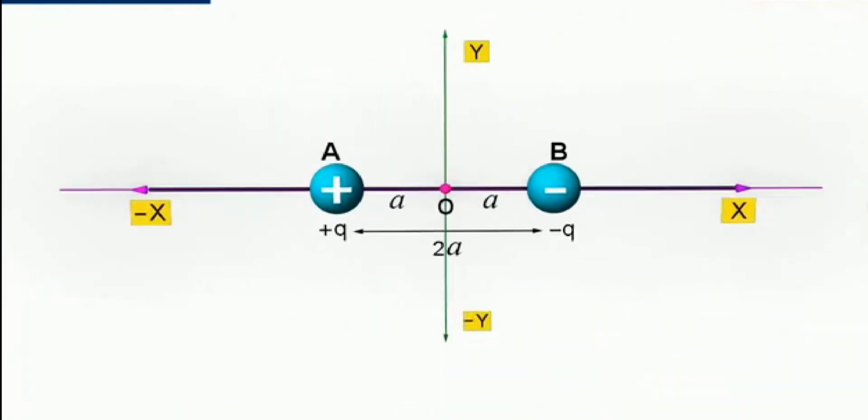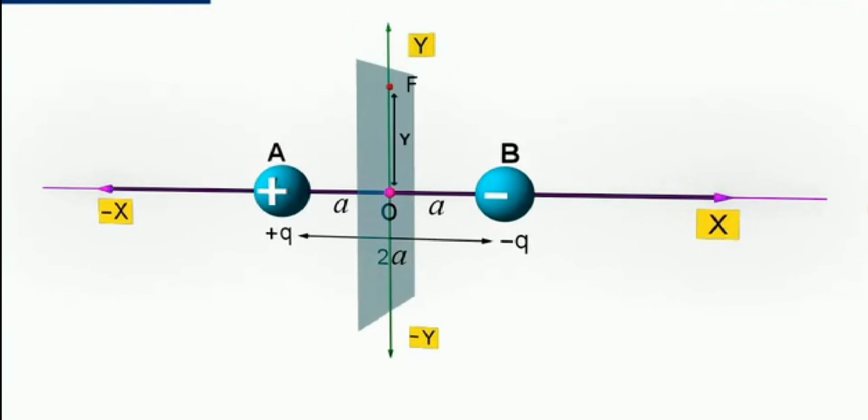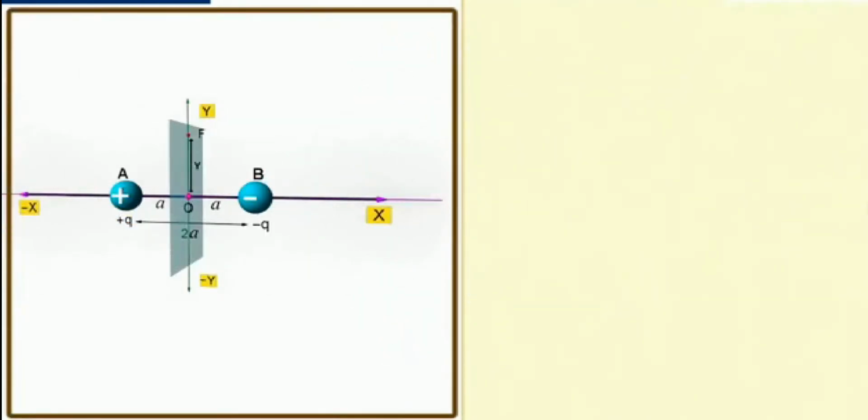Let us now obtain an expression for the electric field strength E at point F on the equatorial plane of the electric dipole. Let point F be at a distance y from the center of the dipole. The point F is at a distance r, equal to √(y²+a²), from each charge of the electric dipole. Let us label it as equation 10.